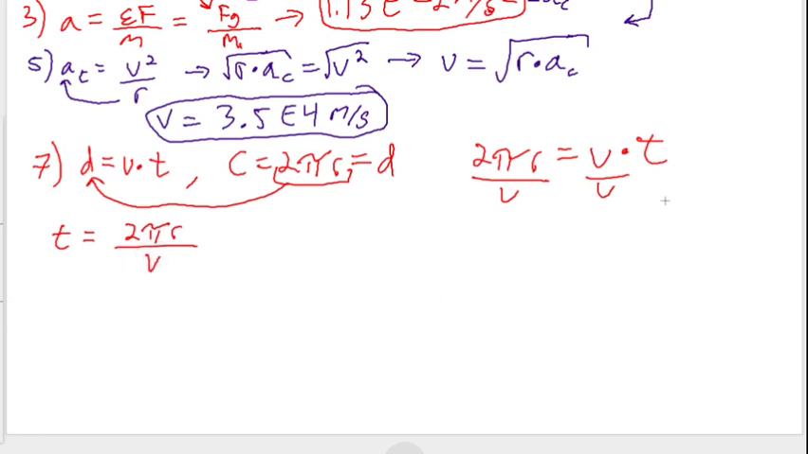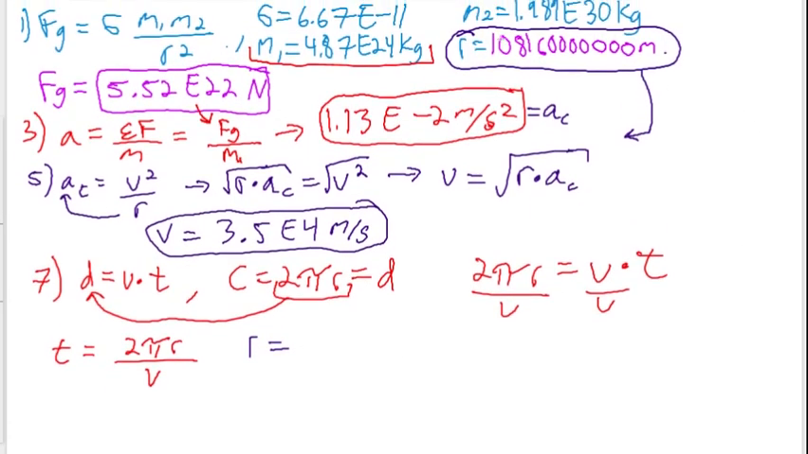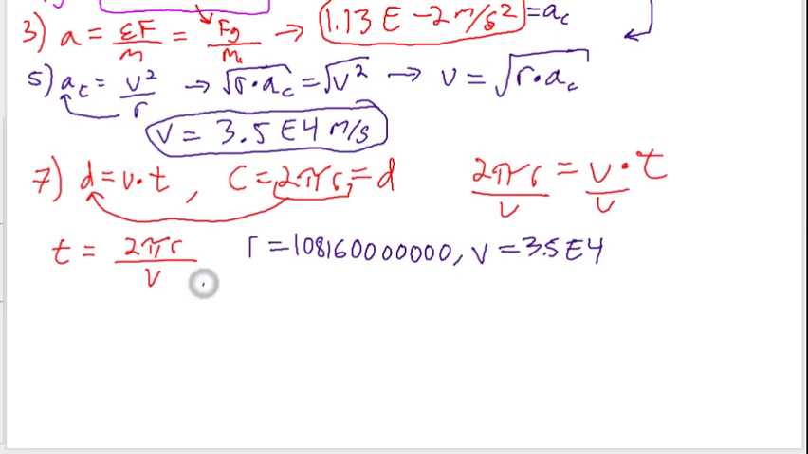Let's take the variables that we had before. We know R because it's the same R that we've just been using. So we're going to take this big old R. I'll rewrite it. 1, 0, 8, 1, 6, and then a whole ton of zeros. 1, 2, 3, 4, 5, 6, 7. Okay. And then the V that we just solved for in the previous part, 3.5 E4. Take all this and plug it in, and we end up with our time. So the time that we get, since V is in meters per second and R is in meters, we're going to end up with a time in seconds.